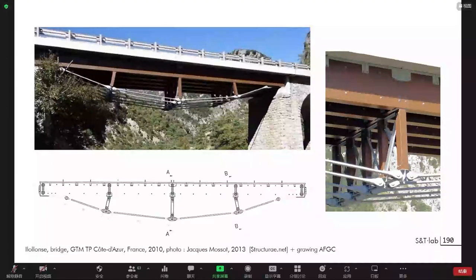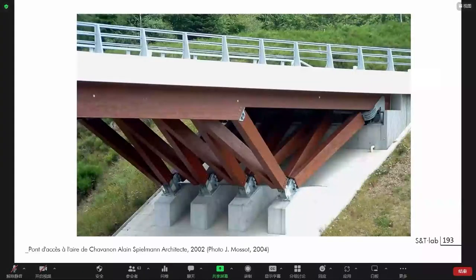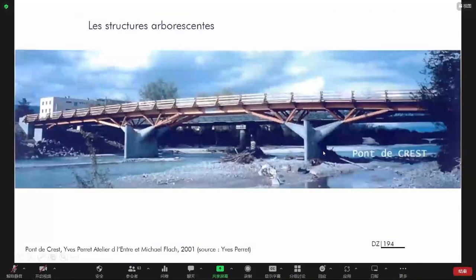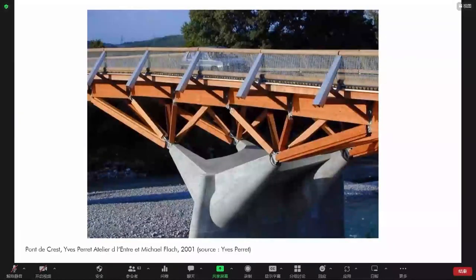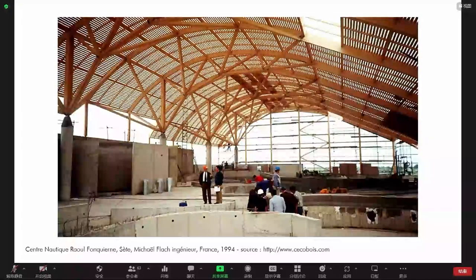Here are more examples coming from WIEHAG, this Austrian design office. About tree branching system structures, of course, they are very efficient since you are making the timber work in compression instead of flexion. And all the systems reveal themselves very efficient for different kinds of structures and bridges, with the Pont de Craie I mentioned already before. You also have this counterpart in architecture with the water center in the south of France. Here you have a kind of branching system that has been deployed. And a question arising from this is the question of connections that have to be developed inside the system to make it possible to work.